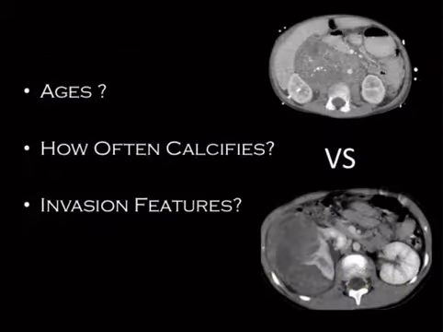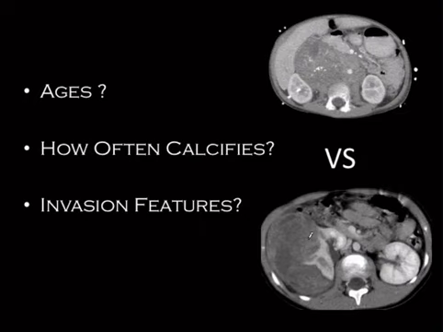So let's go through some of the differences: ages, how often they calcify, and invasion features. Neuroblastoma is seen in a younger person. You can be born with it. That's not true of a Wilms tumor. You cannot be born with a Wilms tumor. The neuroblastoma calcifies more than the Wilms. And Wilms tumors are sort of like an RCC in that they like to invade directly into the vein.